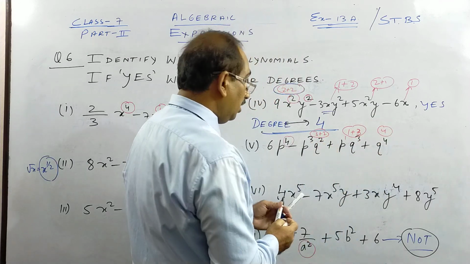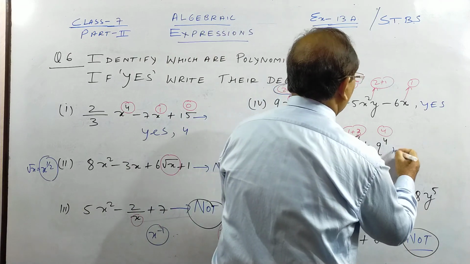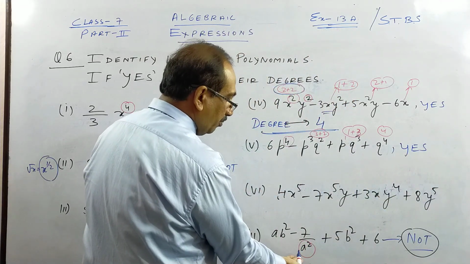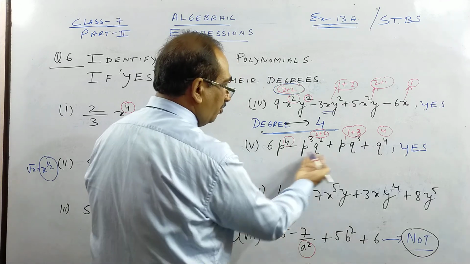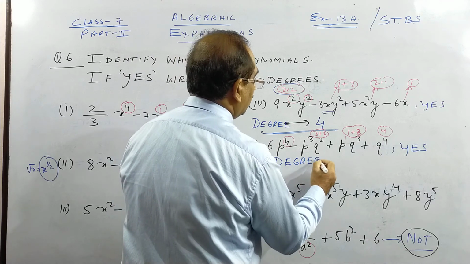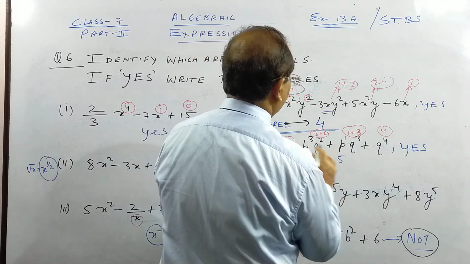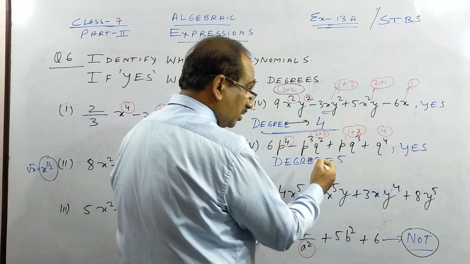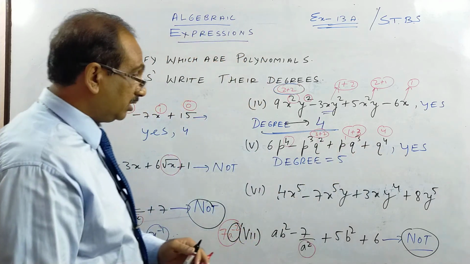So you see this, yes, this is a polynomial because it has no negative power and nothing in the denominator and no fractional power. And what is the degree, children? Degree is 5. So we take the sum of the powers of individual terms and we see which is the highest among them.